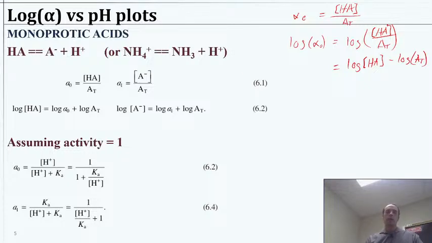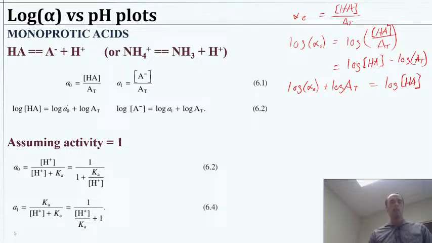So that's where we're getting this relationship, because then we can add this to both sides, and the book swaps sides also. So we could say, I'll just write it out like this: log of alpha 0 plus log of the total is equal to log of HA. Okay, so that's how they're deriving these two expressions from there.